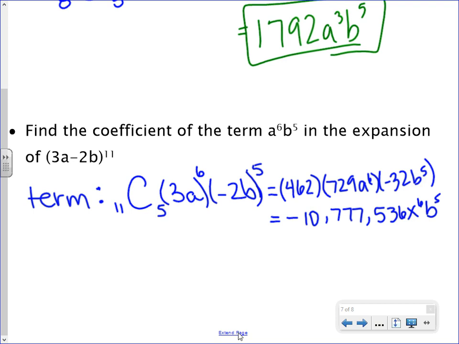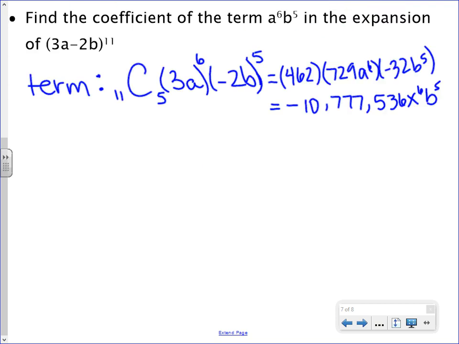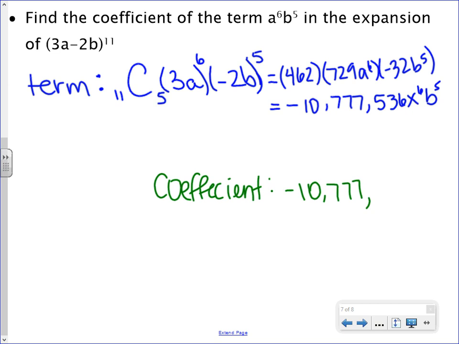That's all fine and dandy, but what did they ask for? They asked for the coefficient. Well, you better give them the coefficient. The coefficient, all I want is negative 10,777,536. That's all I want. Negative 10 million. We're done.